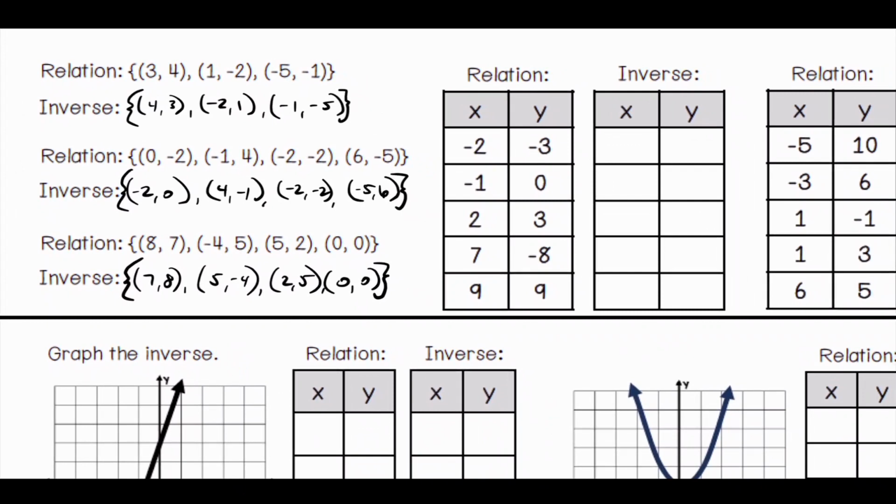Tables are just points. So if the original is -2, -3, I'm going to switch them. -3, -2. The original is -1, 0. The inverse is going to be 0, -1. 3, 2. -8, 7. 9, 9.